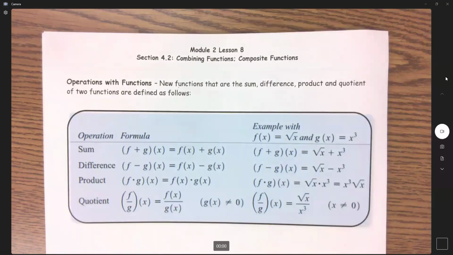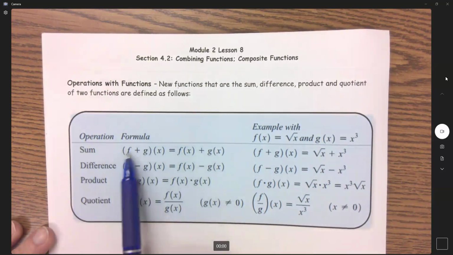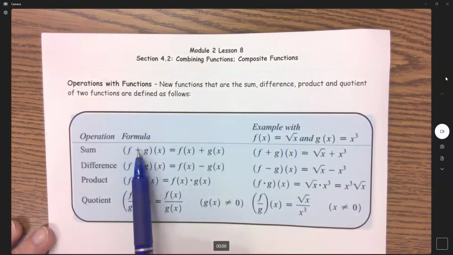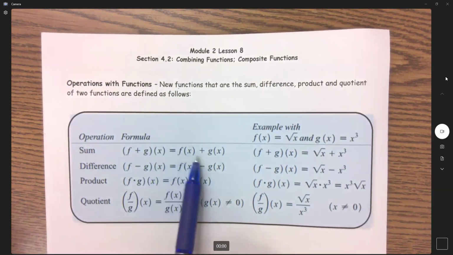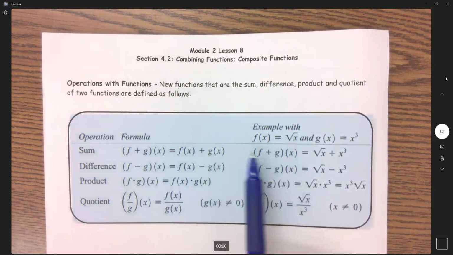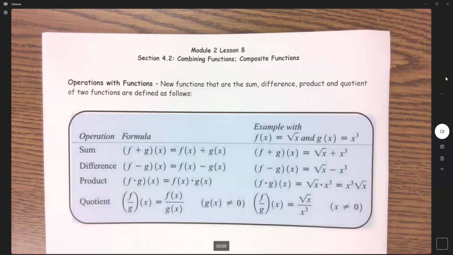This says new functions that are the sum, difference, product, and quotient of two functions are defined as follows. So if we're adding two functions together, that is shorthanded as f plus g of x. Now, if you expand that out, that means f of x plus our g of x. And so here's an example, but this is such a basic, simple example. I'm not going to go over that too much.